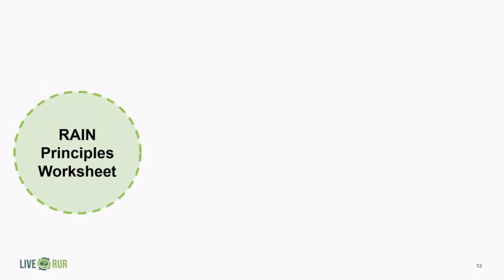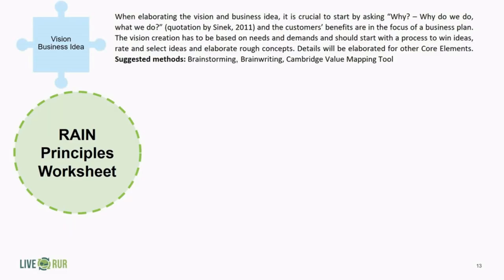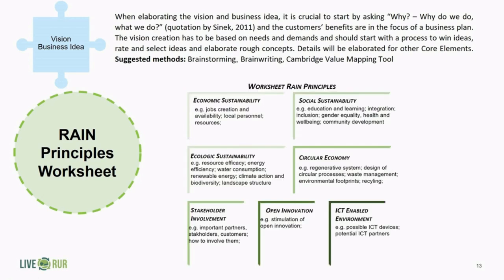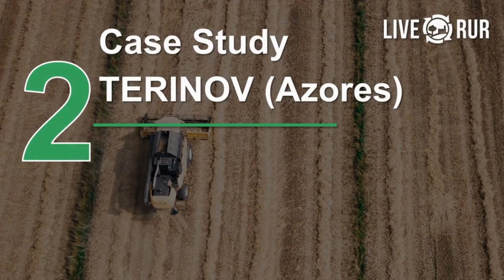Let's check out a RAIN Principles worksheet which exists for each of the 9 RAIN core elements. It contains a short description of the core element and suggested methods for working on it. It also shows the 7 RAIN principles with some hints on what to consider in each case. To follow up on this example, let's take a look at a summarized version of a complete RAIN business model, this time in the Azores Pilot Living Lab.